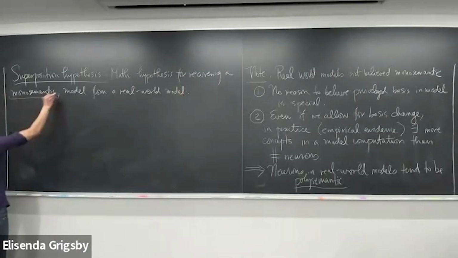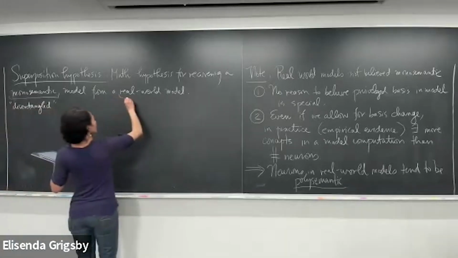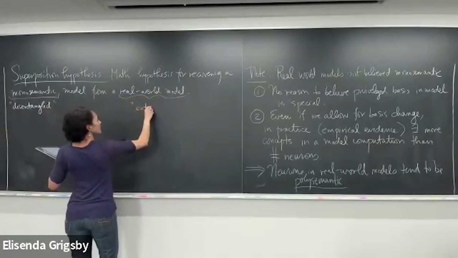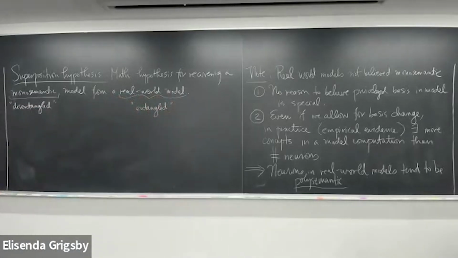By the way, sometimes I'll call monosemantic models disentangled. The point being that you have this really nice separation between the concepts and they're aligned with the neurons. So there's this sort of disentanglement. And these real world polysemantic models, I might sometimes call entangled. And let me just say, before I describe the superposition hypothesis.